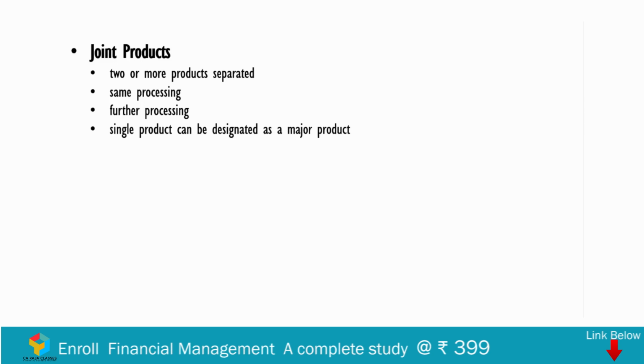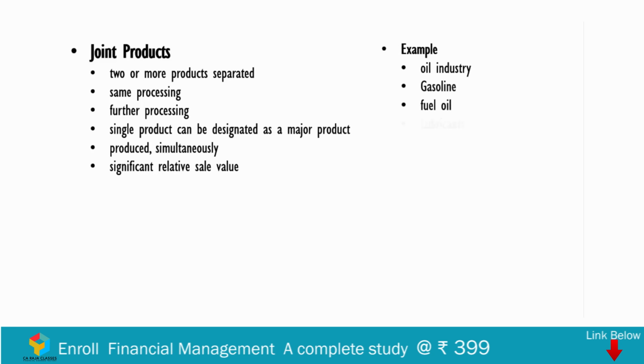So if I put it in other words, we can say it is two or more products of equal importance which are produced simultaneously from the same process, and each product having significant relative sale value. Okay, so we cannot say which is the major product, and each of the products are going to have significant sale value. For example, if you take oil industry, then we'll have products like gasoline, fuel oil, lubricants, paraffin, coal tar, then asphalt, kerosene. Okay, all these are produced from crude petroleum, so we can say these as joint products.